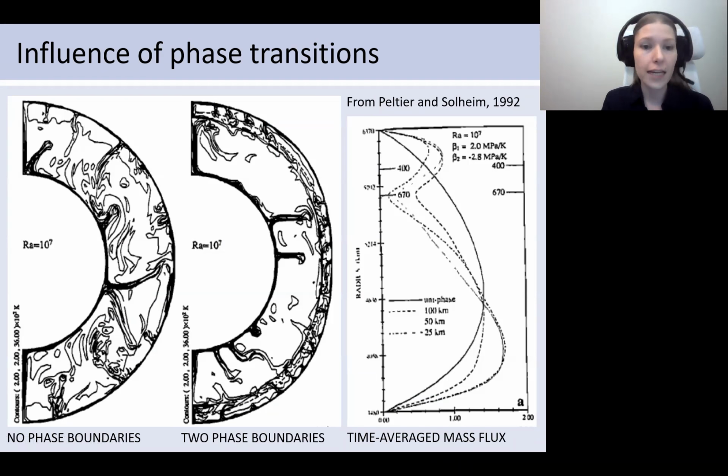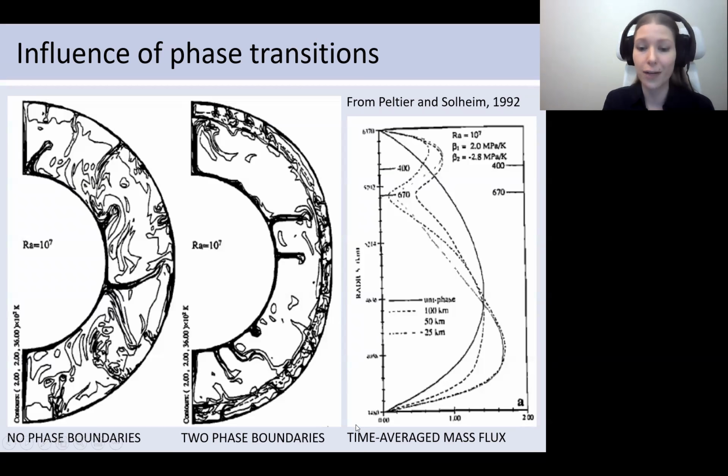Now, we know today that this is not the case in the Earth, so we know that plumes and slabs can actually cross from the upper to the lower mantle and the other way around. But this nevertheless shows how important phase transitions are, and these models also show a different effect.